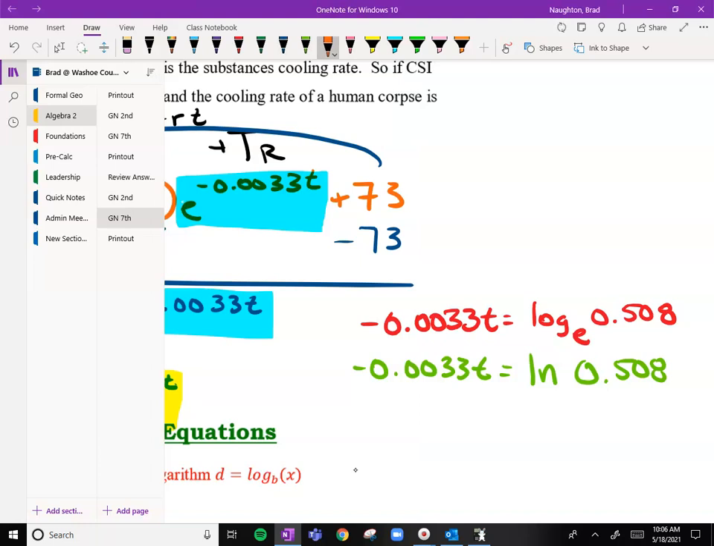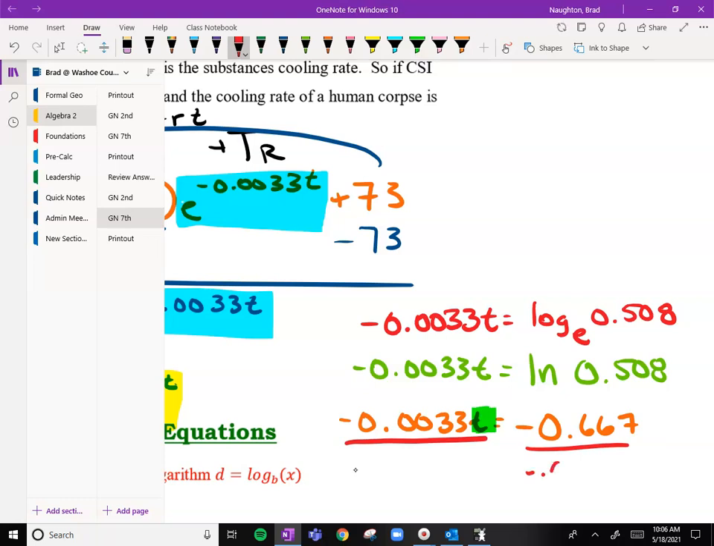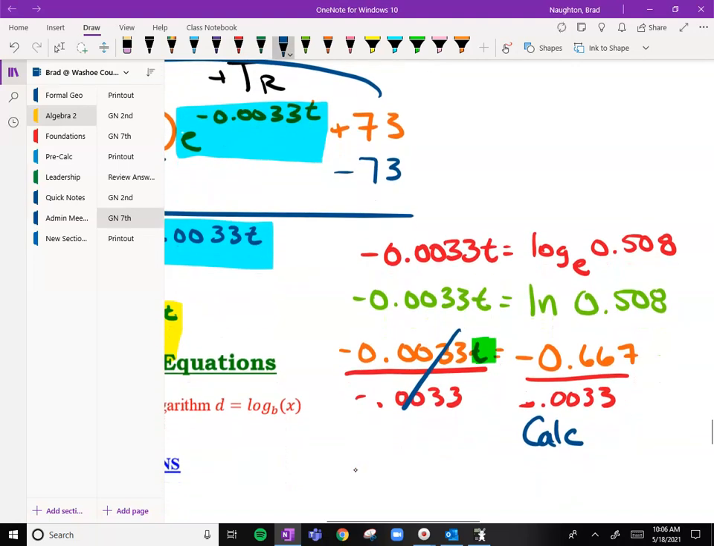Don't worry about it. It's all going to be fine in the end. So negative 0.667 is equal to a negative 0.0033 t. And remember, our goal now is to isolate our t, so we'll divide both sides. Told you it would be okay to divide because two negatives are going to make a positive. So these will cancel, and let's put it in the calculator and let it do its thing. T is going to be 205.23 minutes. All right, sports fans, that's it for today. We'll see you next time.